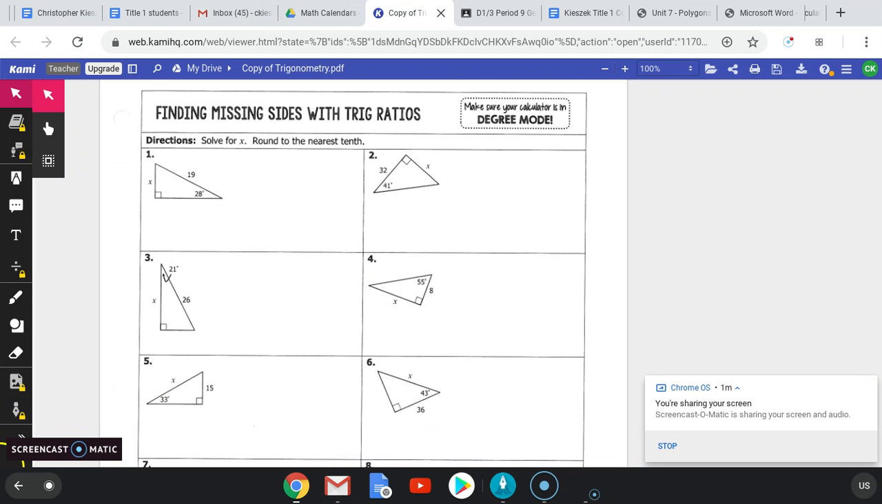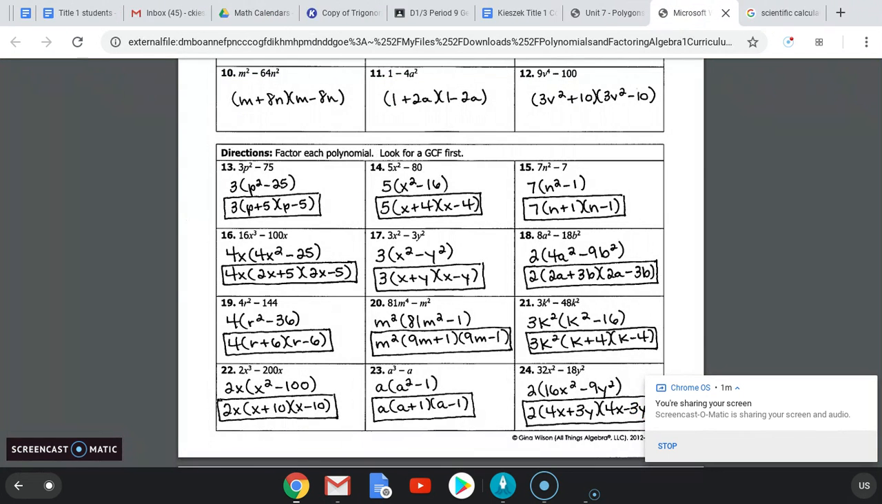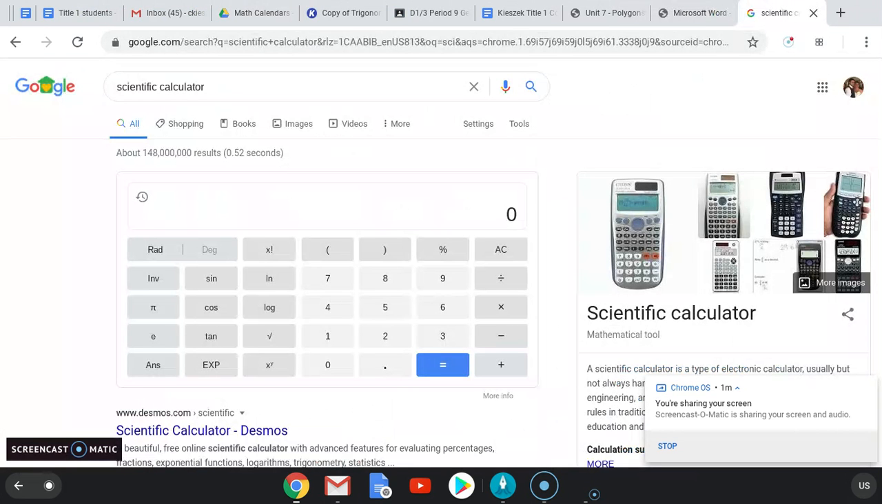However, if you have an iPhone, it can still work. However, you would have to do the things backwards. So if you do have an iPhone, I would recommend not using it. And in fact, I would find a different calculator. If you do not have access to a different calculator, you can always go online here to scientific calculator.